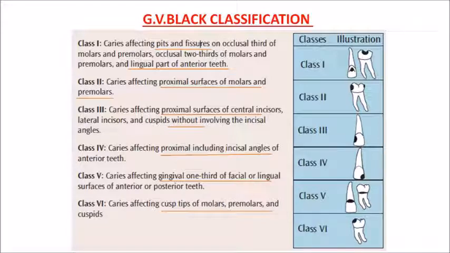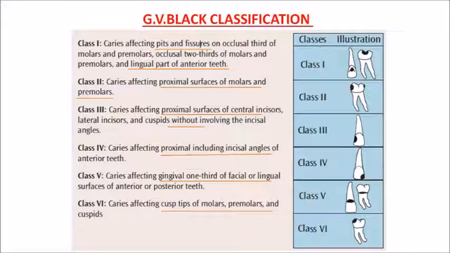Now class 2 is caries affecting the proximal surface of molars and premolars, again the back teeth, on the proximal surfaces. Class 3 is the proximal surface of the anteriors, that is central incisors, lateral incisors and cuspids, without the involvement of the incisal angles. Class 3, it is angle, so A comes first: class 3 is without the involvement of the incisal angle.